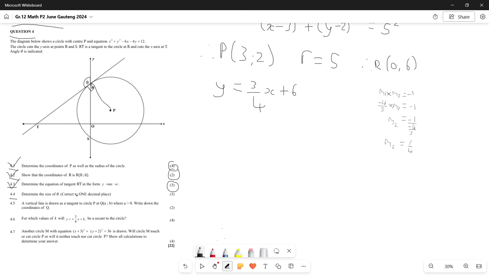Then from there we have question 4.4, which says determine the size of theta over here correct to 1 decimal place. Just like question 3, correct to 1 decimal place is usually what they want for any angle questions in analytical. But just follow whatever instructions they give us.